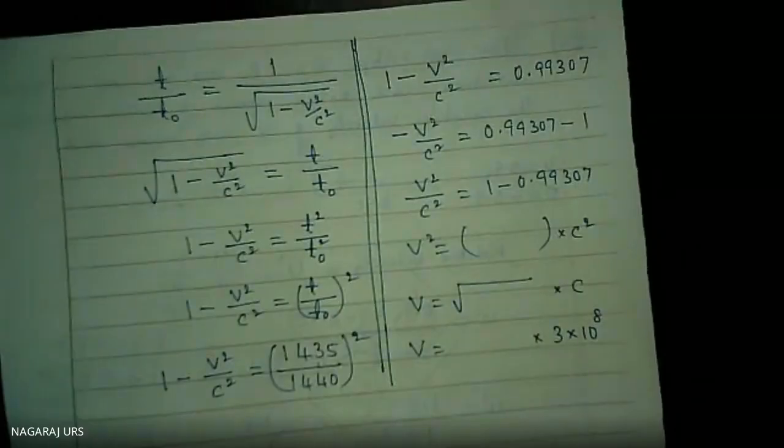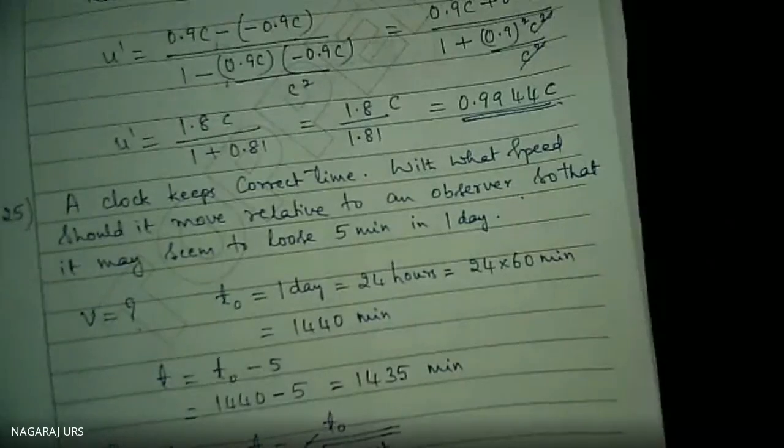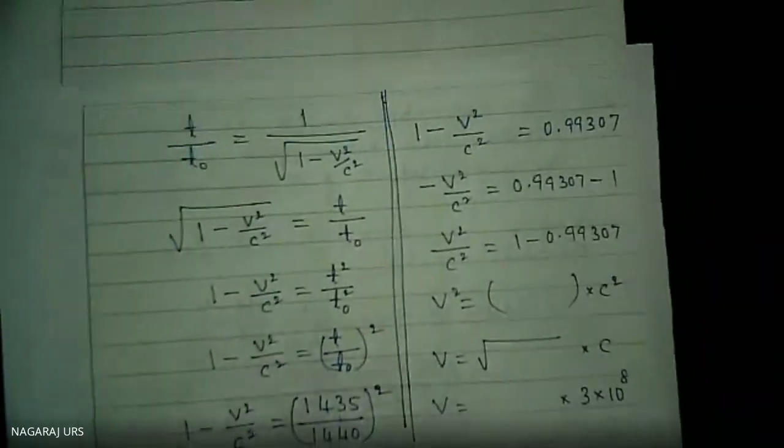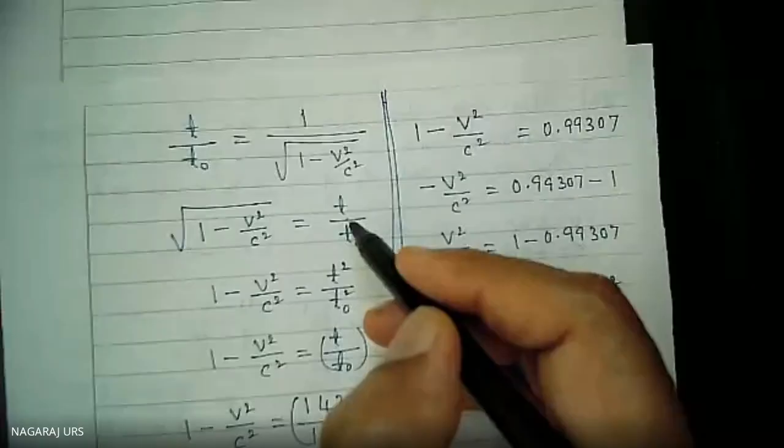Excuse me, sir. Yes. Sir, can you repeat the formula? Sir, T by T naught is equal to 1 by square root of 1 minus V square divided by C square, sir. The formula? Sir, which one you are doing now? Sir, it has to be T naught by T. In next page, sir. It is T by T naught here. Yes, oh, sir. Here it is.